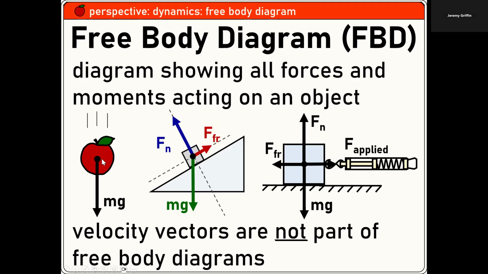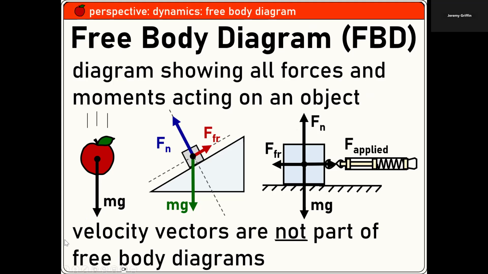Now, there are some rules with these. We're going to identify the center of mass of an object, and we're going to label all the forces extending from the center of mass. Eventually, when we get to rotation, we might put forces at different locations on an object, but for now we'll start just at the center. Notice these are all vectors, because forces are vectors, emerging from the center as a diagram.